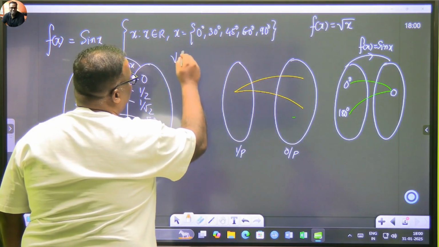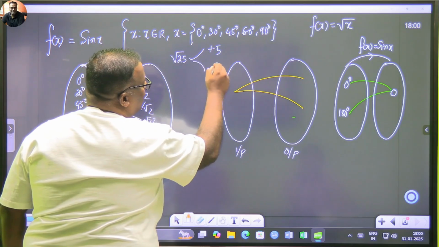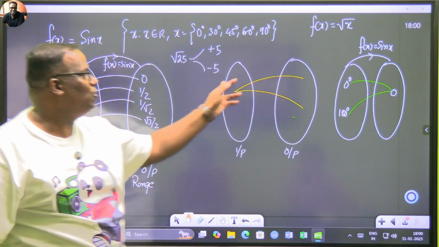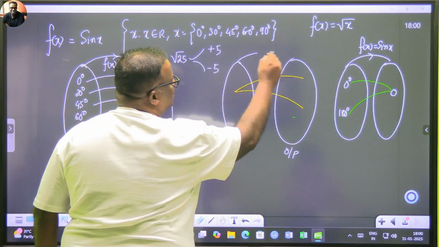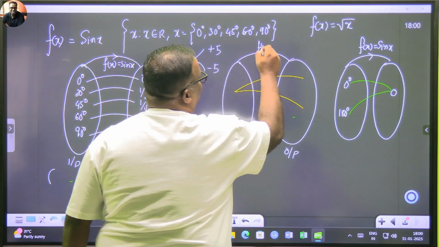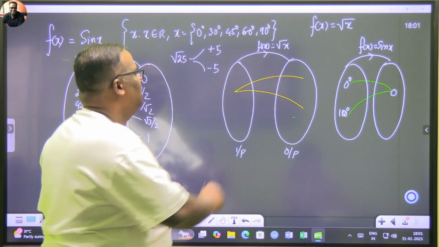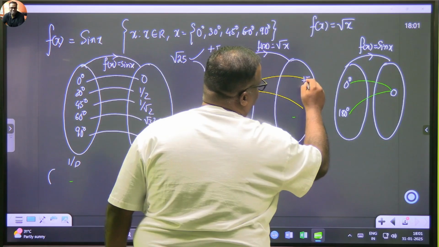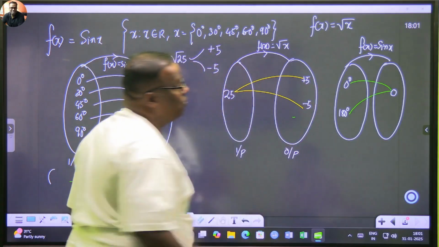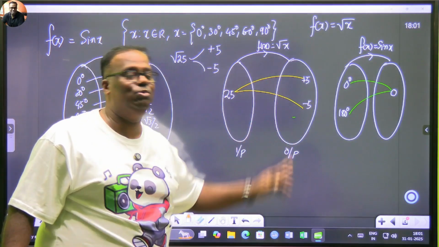What is root 25 equal to? Plus 5, minus 5. It cannot be a function. Suppose we created a function like this: our function is f of x is equal to root x. For example, if you take 25 as input, you should map plus 5, and you should map minus 5. But we said a function, one input cannot have two outputs.